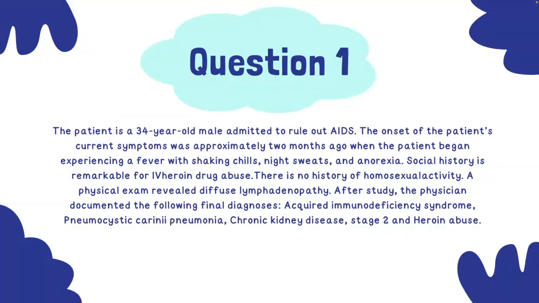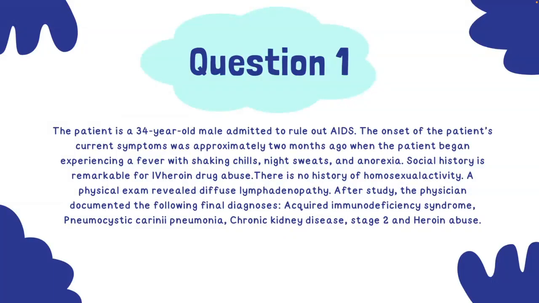So the final diagnoses are acute immunodeficiency syndrome, pneumocystic carinii pneumonia, CKD, chronic kidney disease, stage 2, and heroin abuse. So, so many juicy guidelines, so many juicy guidelines in this one scenario.